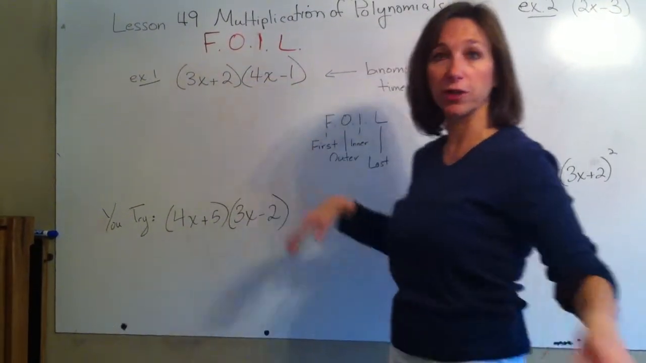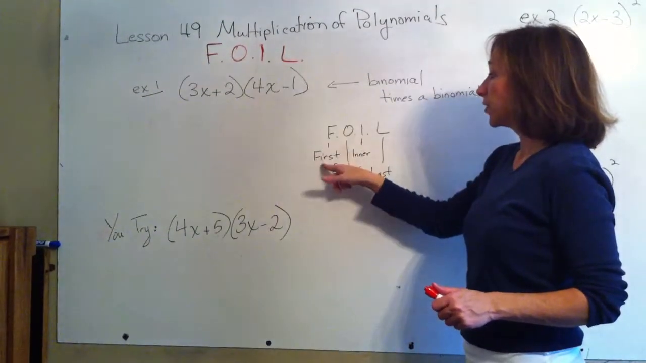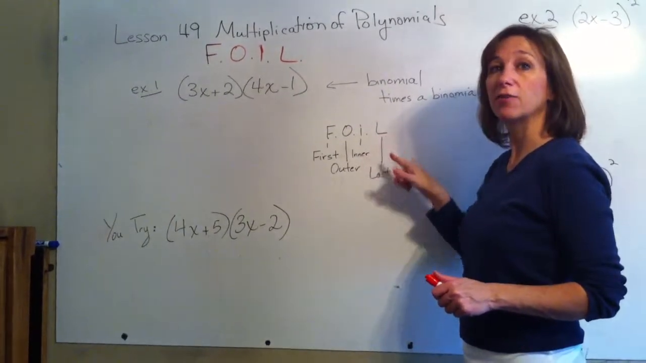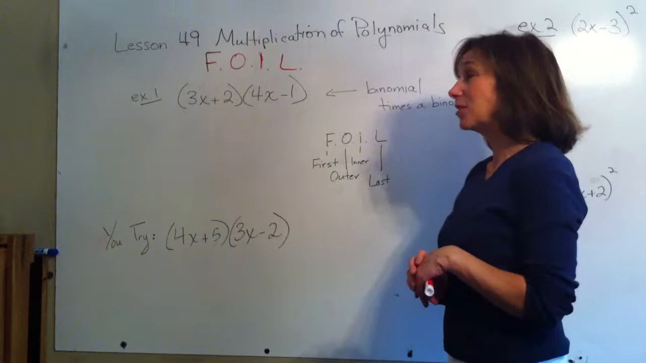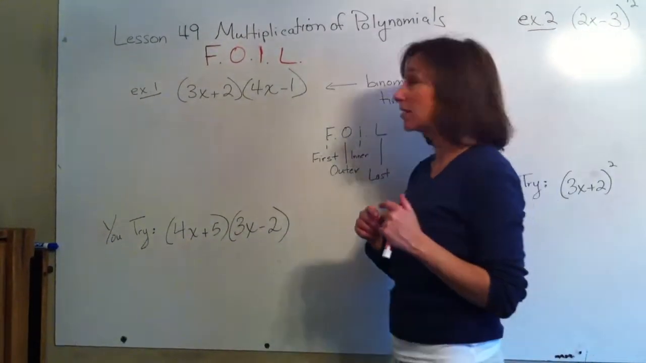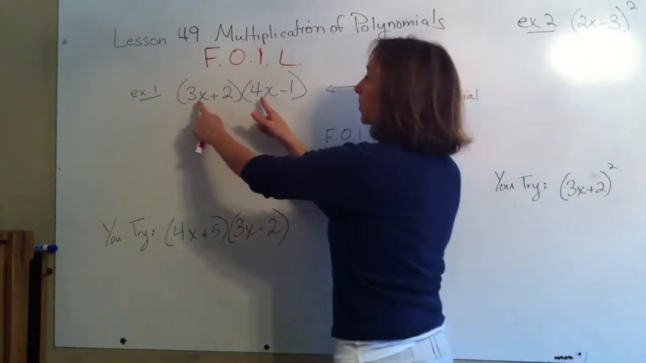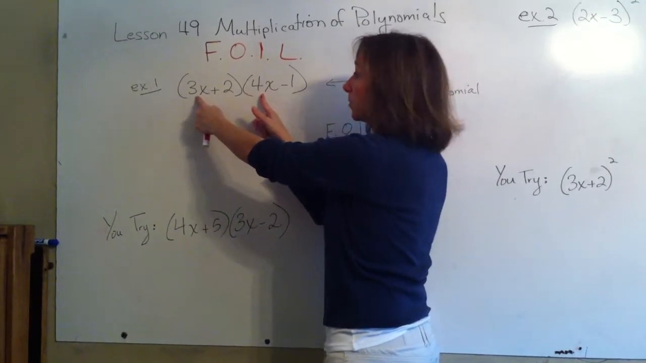So let's look at what FOIL means. FOIL is F for first, O for outer, I for inner, and L for last. Well, that probably doesn't mean anything to you either. So we have to talk about this, and it's so much easier if we were in class because then I could do the pointing method. But first, F for first, means you're going to multiply together the first terms in each polynomial, in each binomial.